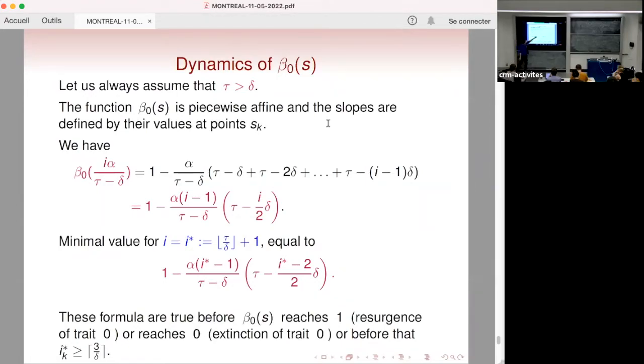And remember, tau minus delta is positive here. And so we can compute the minimal value. Because of course, if the minimal values stay always positive, we will not go to extinction. So we will have different behavior depending on the value of beta 0 at the minimal value. But of course, these formulas are essentially true before beta 0 attains 1 or before beta 0 attains 0.